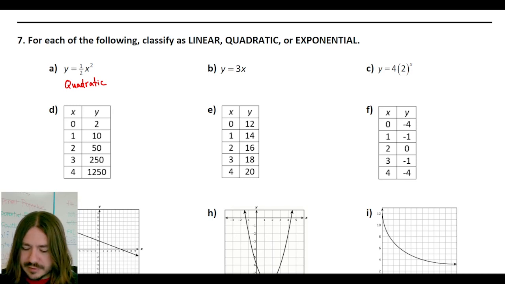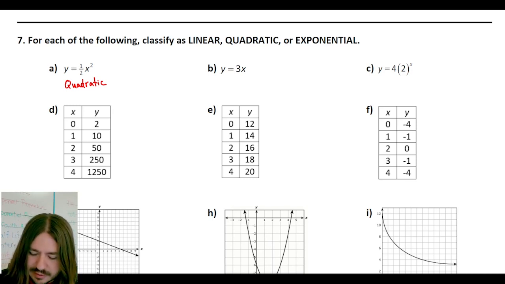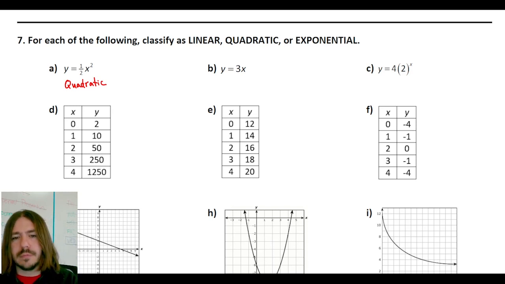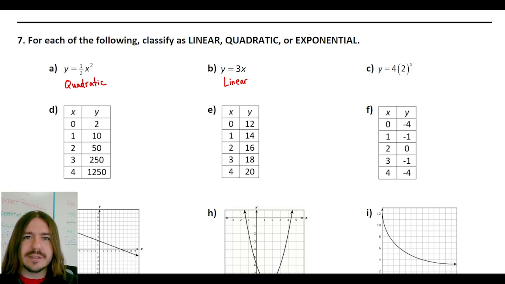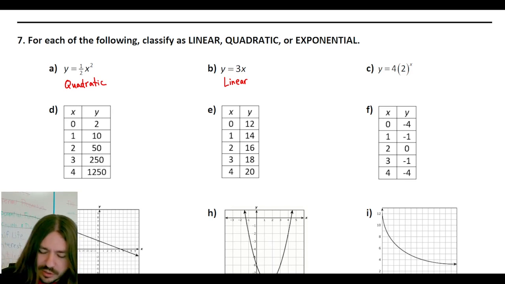So b is y equals 3x. Now the degree on the x is 1 here. This is kind of like a y equals mx plus b equation. This is going to be a linear equation. It'll have a constant rate of change. Number 3, we notice that we've got an x in the exponent. That's how we know that this is going to be an exponential equation.